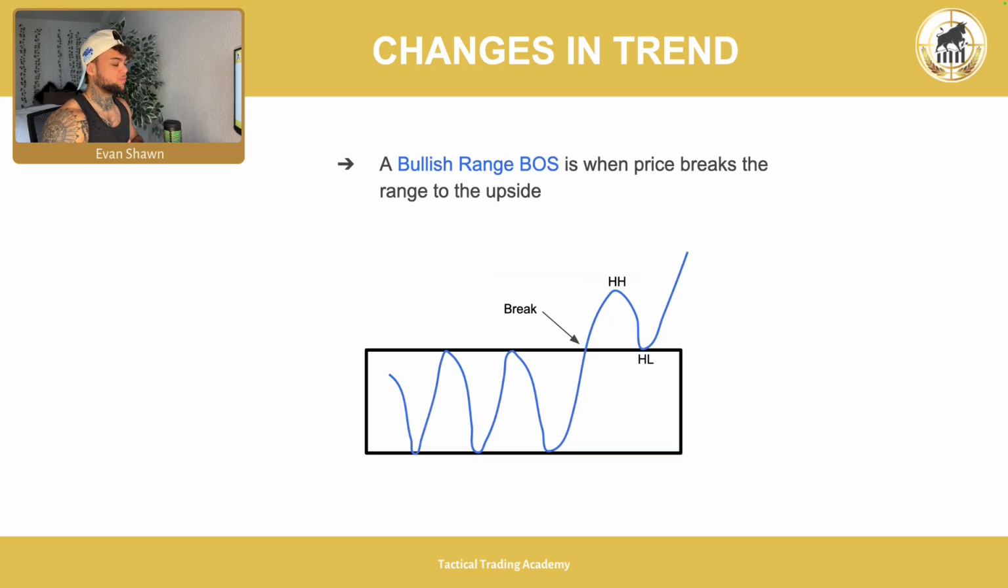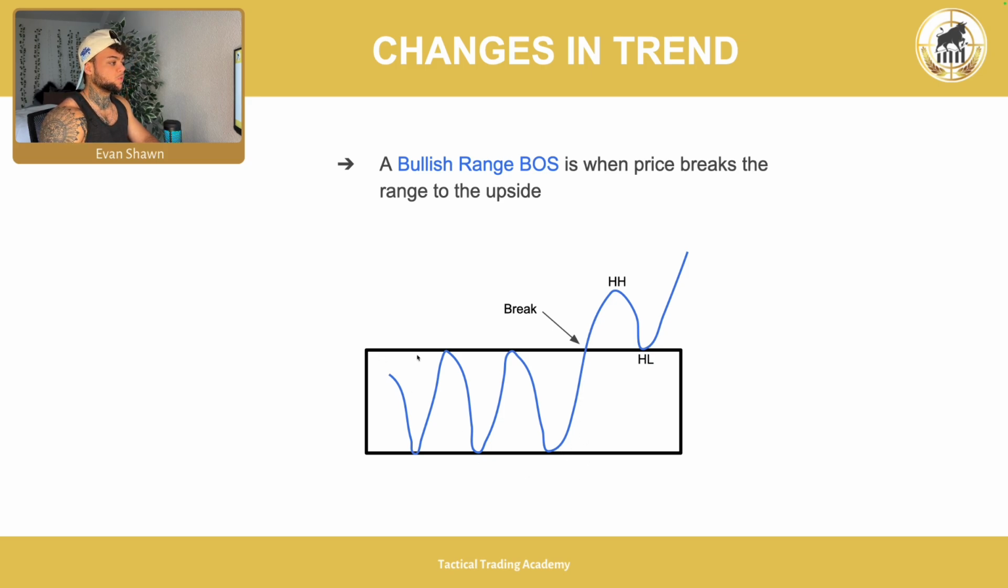Now here's an example of a bullish range break of structure. So basically when the market is consolidating and we get a break of structure to the upside and the trend continues in a bullish trend, this is how it's going to look. Here we have this box, which is the consolidation box. We see price creating equal highs, equal lows, and then we have a break of structure to the upside.